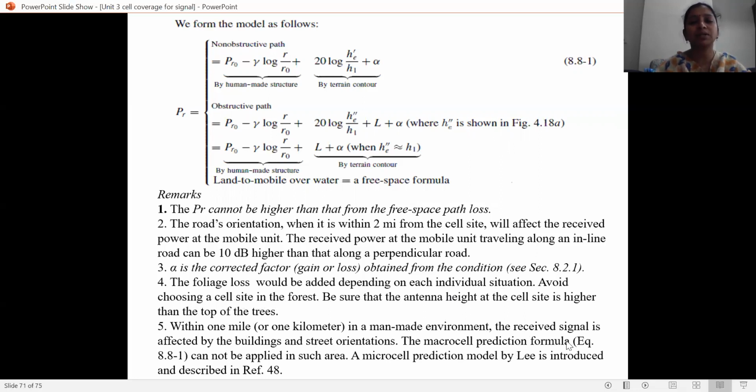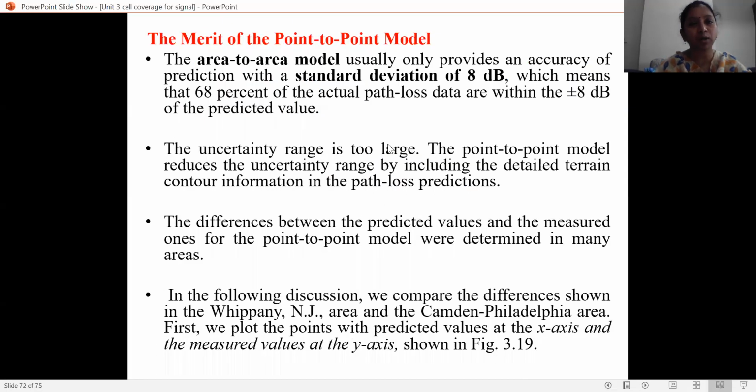The macro cell prediction formula. This is the formula. The macro cell prediction formula cannot be applied in such areas. In the case of within the 1 mile, a macro cell prediction model by Lee is introduced and described. So you can refer to that paper. So the merits of the point-to-point model, what are the advantages when we are going for the point-to-point model, are these.